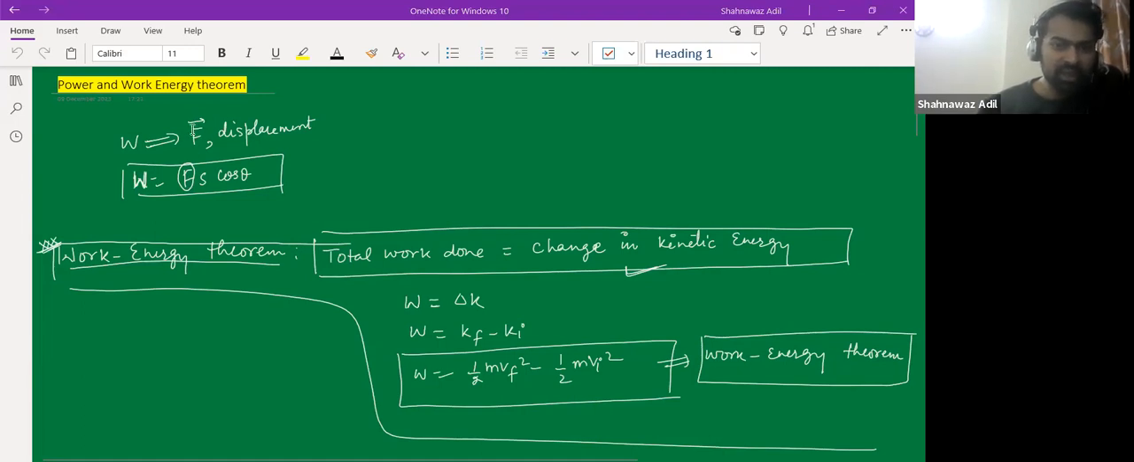This is one method, or there is another method in which you can also calculate the work done, and that is by change in kinetic energy, right? So you are applying some force, and you don't know about the force, but you know that the initial speed was something and the final speed was something. So from the change of the velocities, you can also calculate the work done, right?